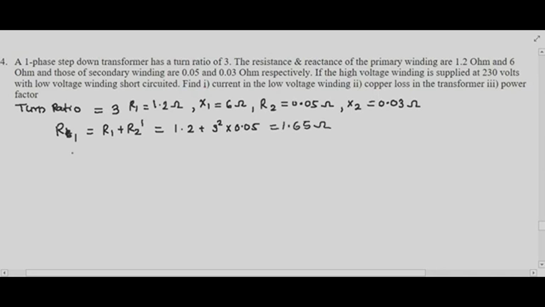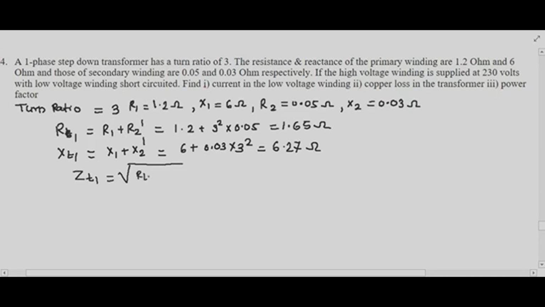So it will be 1.65 ohm. Similarly, XT1, the equivalent reactance of the transformer referred to the primary side, is X1 plus X2 dash. What is X2 dash? X2 dash is nothing but X2 by K square. But what is K? K is 1 by 3. So 1 divided by 1 by 3 is nothing but 3, 3 square. So it will equal 6 plus 0.03 into 3 square, which gives me 6.27 ohm.